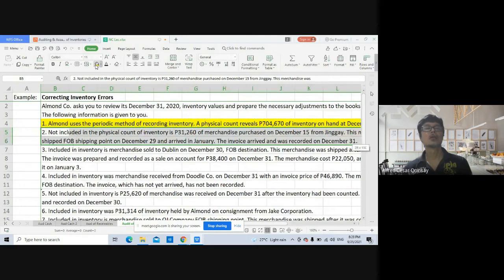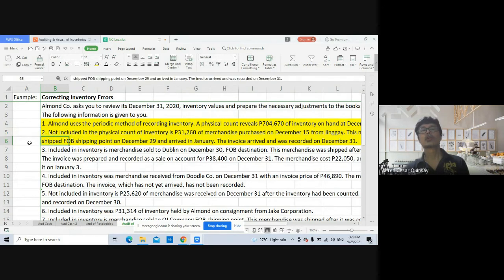This merchandise was shipped FOB shipping point on December 29 and arrived in January. The invoice arrived in December and was recorded on December 31. So in other words, this 31,260 is the worth of the merchandise we purchased from Jingay on December 15. It was not included in the physical count of inventory. We only received these goods in January, but the terms were FOB shipping point.